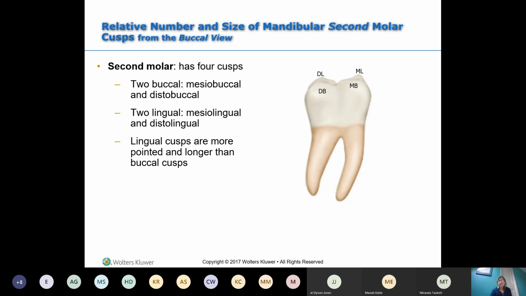So the mandibular second molar has four cusps, not five. It has two buccal, a mesial buccal and a distal buccal, and it has two lingual, a mesial lingual and a distal lingual. And here's how we've labeled it: mesial buccal, distal buccal, mesial lingual, distal lingual. And you can notice on these, the roots tend to bend toward the distal. And that's pretty typical for a molar tooth. Now, sometimes the roots will appear to go more straight down, but the overall root structure kind of sways toward the distal. Can everybody see that?